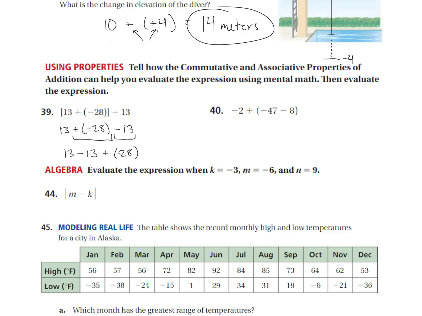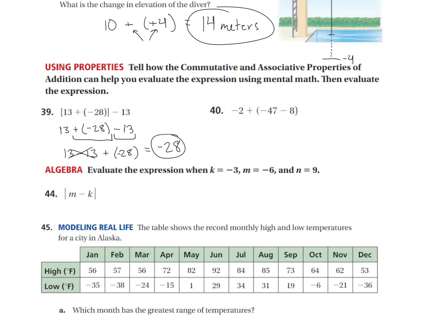Okay, why would I do that? Well, 13 minus 13, that's 0. Plus negative 28 is just negative 28. Okay, well, the way it helps us is it can help us find 0 pairs right away. And then from there, it is easy to work with.